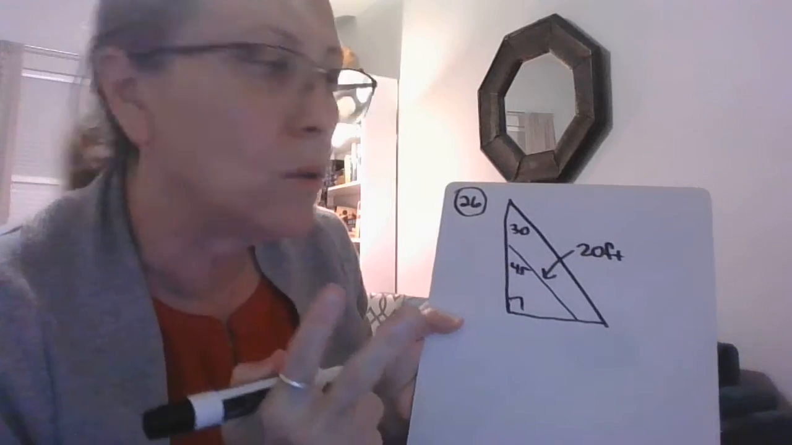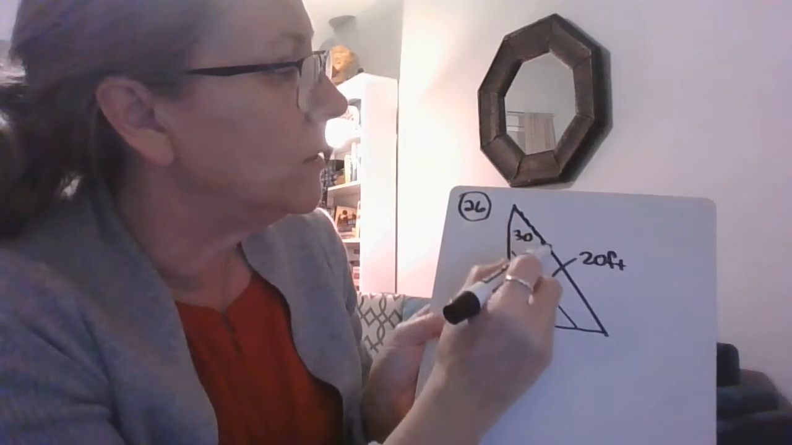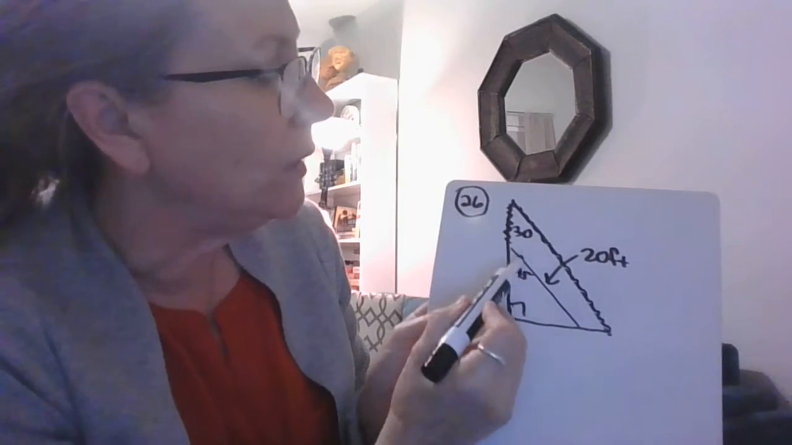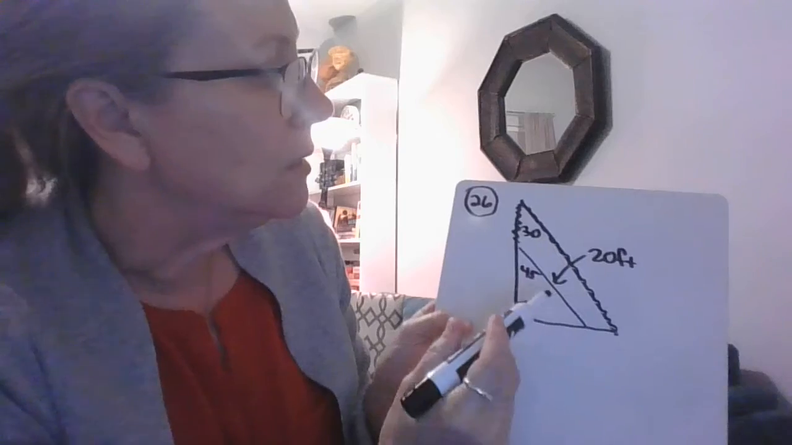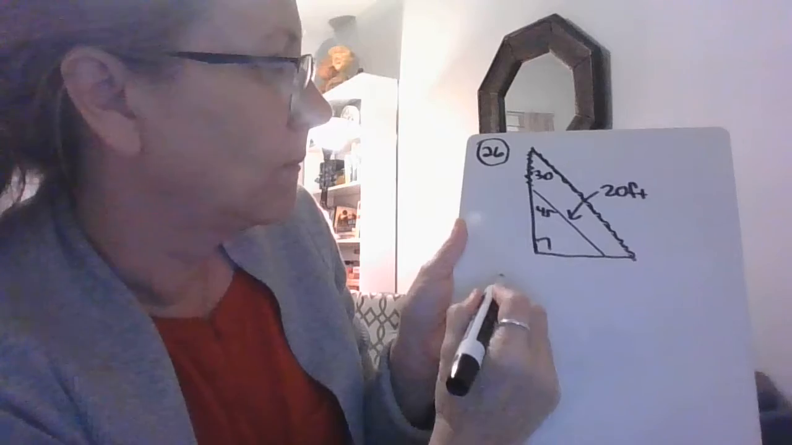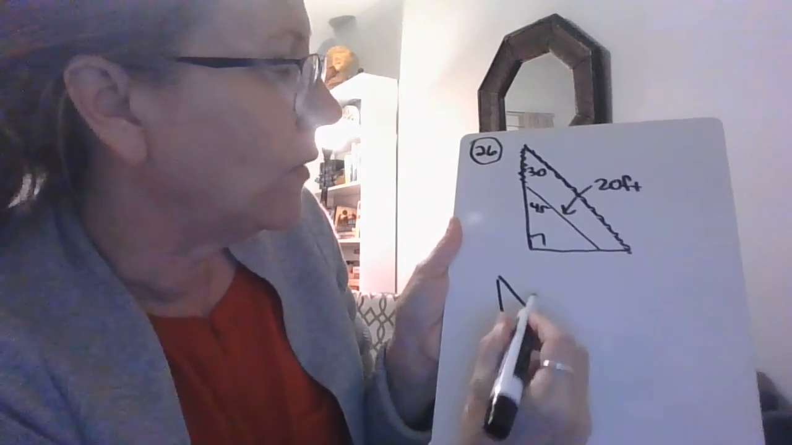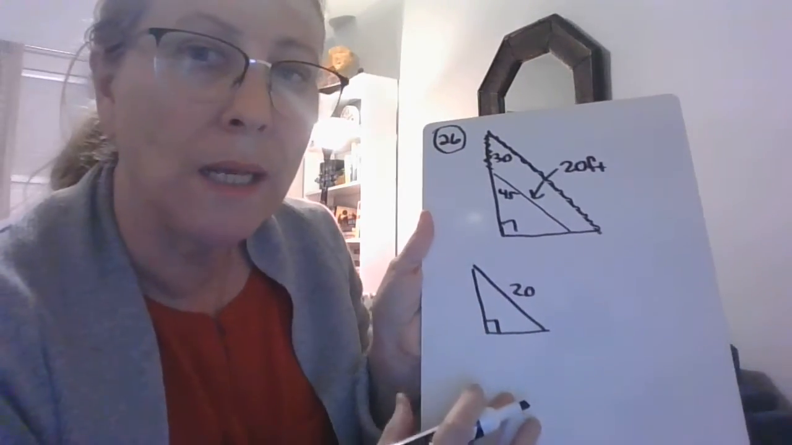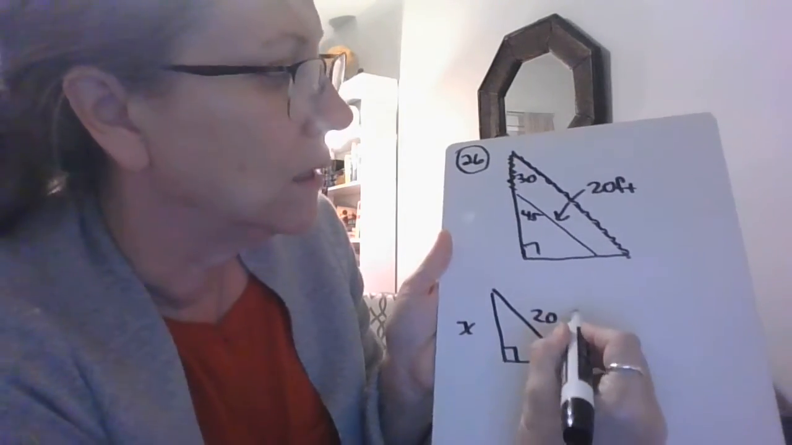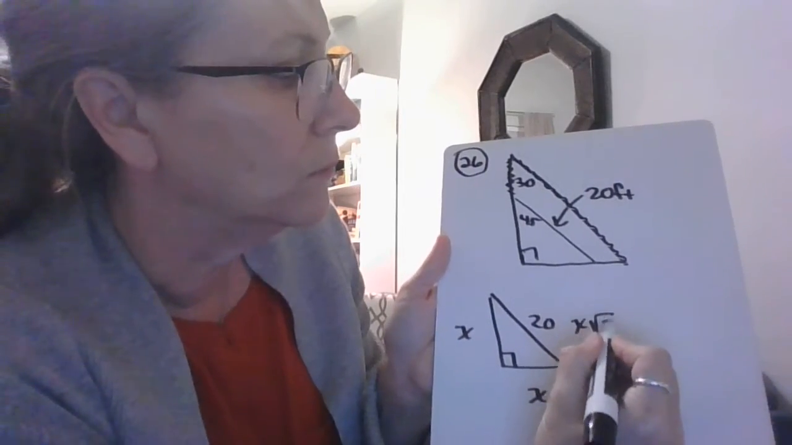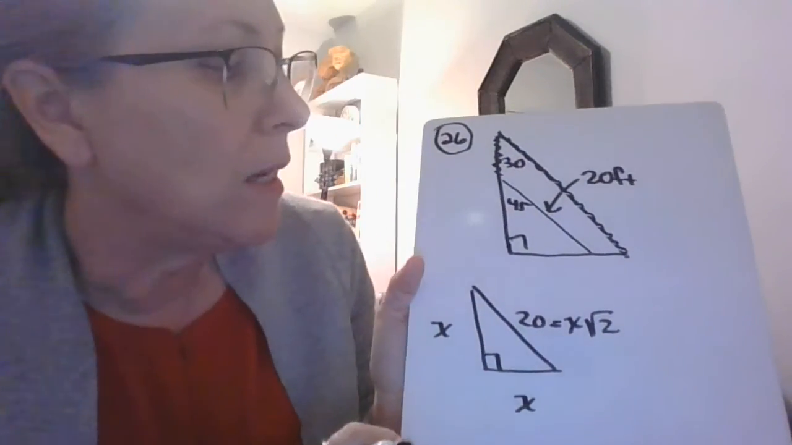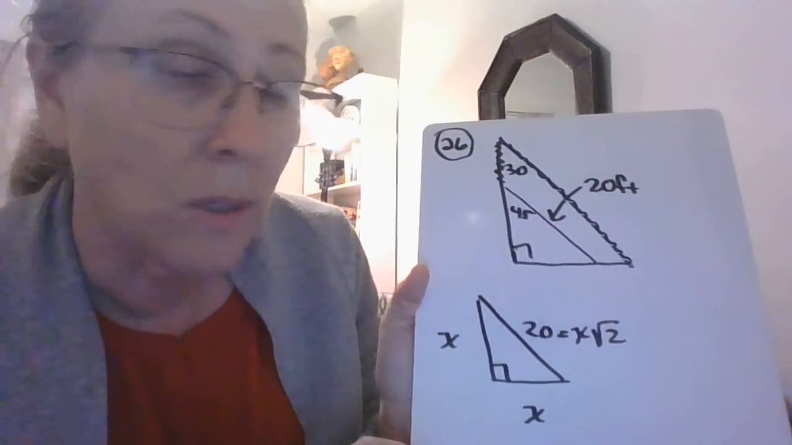They're asking you for two things. They're asking you for the length of this brace, and they're asking you for the length between these two braces. So let's start with the 45-45. If we have a 45-45-90 with 20 feet as its hypotenuse, then these sides are X, X, and X root 2. Well, this is the situation where you would have to divide by root 2 and rationalize.